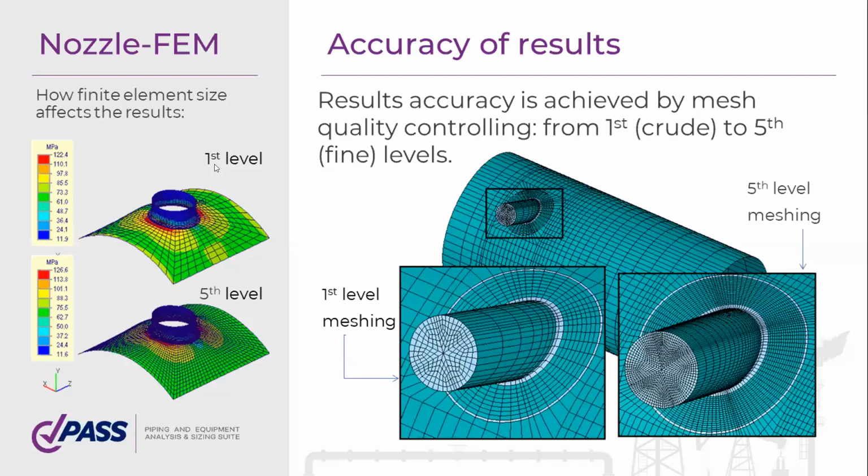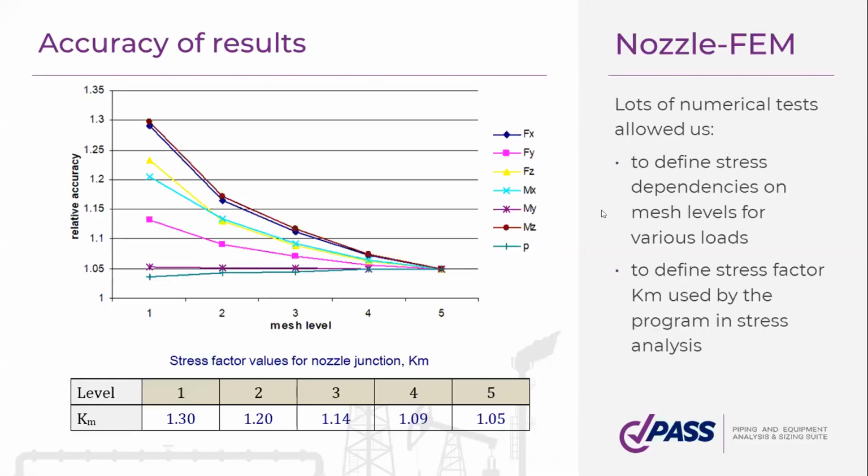The calculation will be very fast, but results can be doubtful. So how to solve this? We set 5 levels of mesh, and you see this mesh is different. It is finer in the vicinity of an edge. We also made a lot of numerical tests to see, for different levels of mesh and different types of loads, what the accuracy of the stresses is. So we defined a kind of safety factor, a stress factor Km. This is, for example, how the stress factor looks for one type of load. And this safety factor is taken into account automatically by the program.